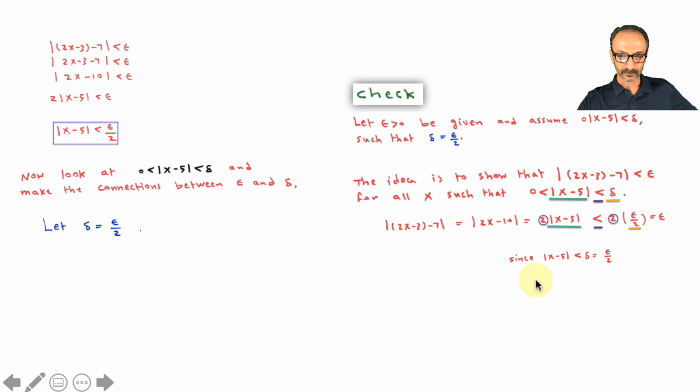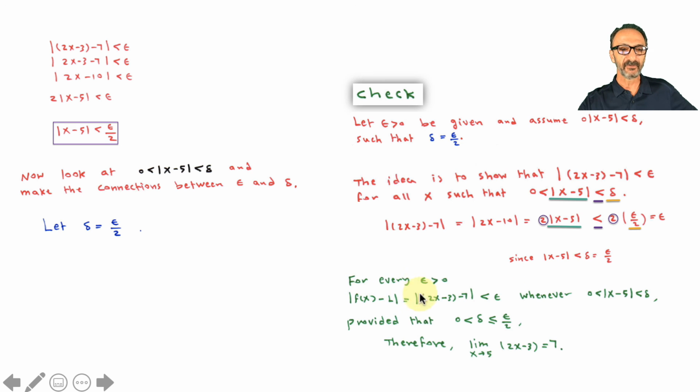So, for every epsilon greater than 0, absolute value of f of x minus L, which equals, in our case, absolute value of 2x minus 3 minus 7, will be less than epsilon for any epsilon that you give me. Whenever absolute value of x minus 5 is less than delta, provided that delta is less than or equal to epsilon over 2, so any number smaller than that will guarantee that the limit of 2x minus 3 as x approaches 5 will be 7. And that should do it.